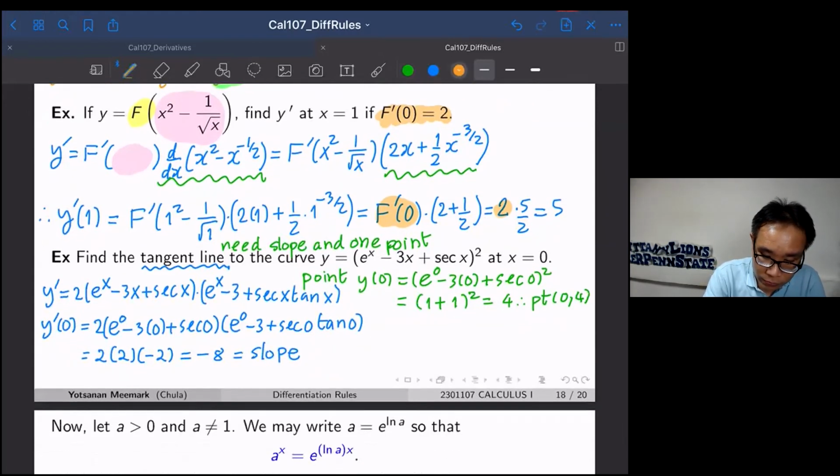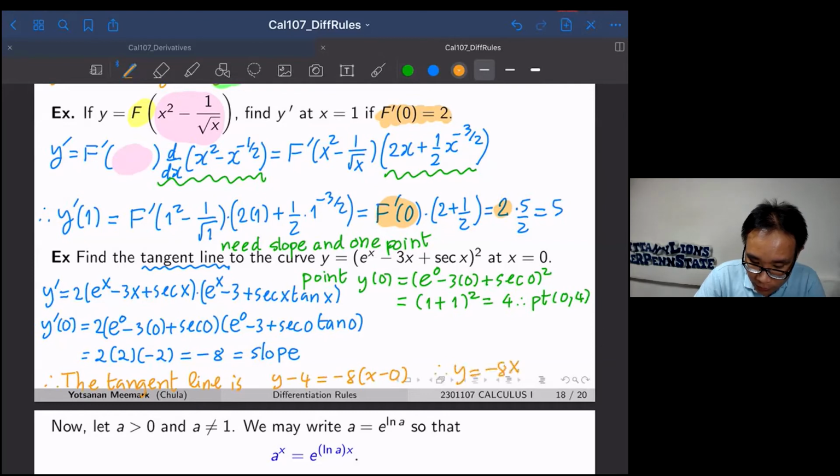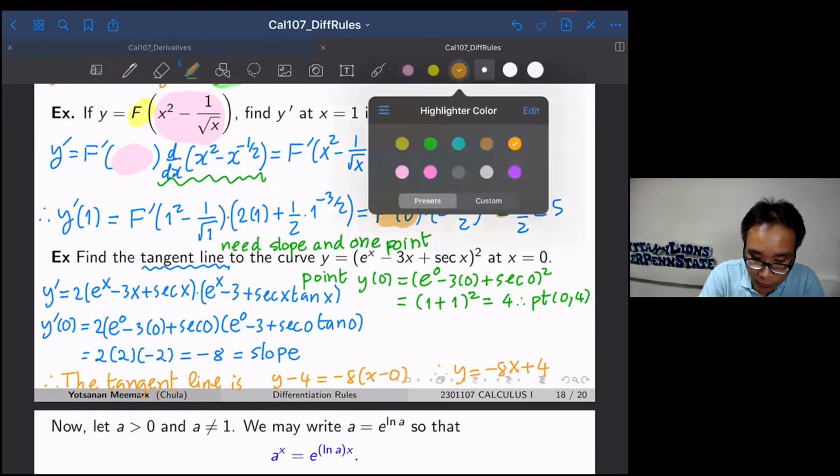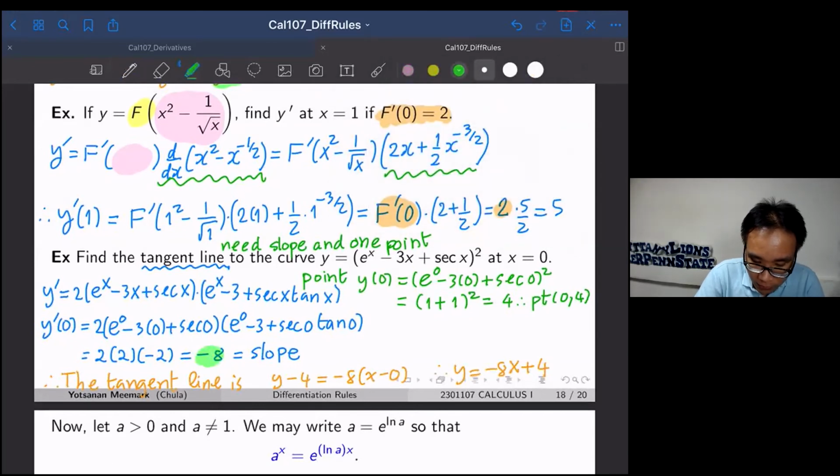So you're going to use point slope form. The tangent line turned out to be y minus 4 equal to negative 8 times x minus 0, and this will be y equal to negative 8x plus 4 for your final answer. You just use point slope form here, and the slope that we have is negative 8, and you put it here, and the point is (0, 4).